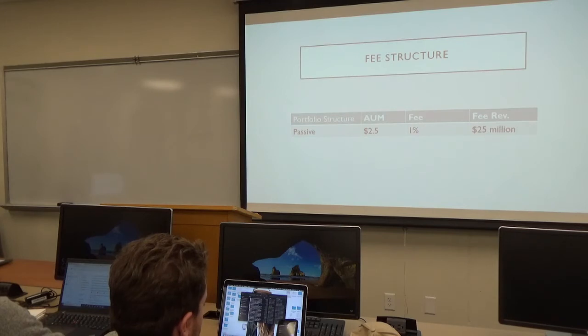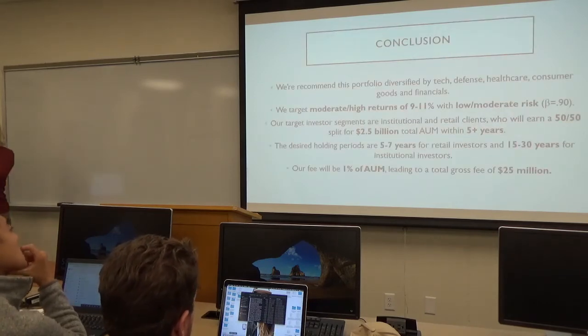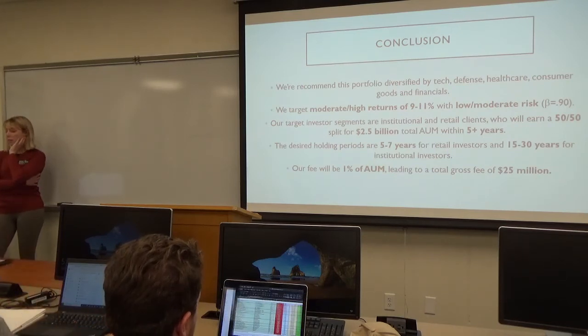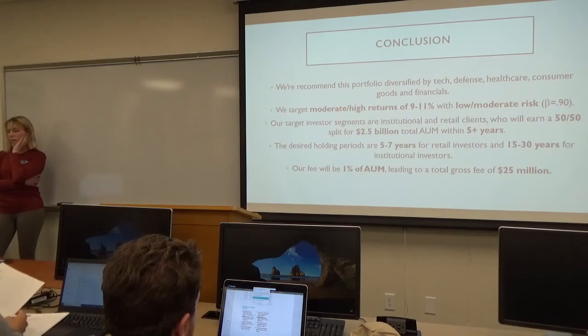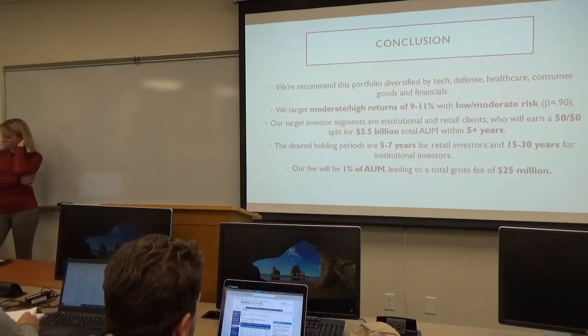Once again, this is our fee structure. It's 1% of the total, so that's $25 million. And then in conclusion, once more, we recommend this portfolio diversified by tech, defense, healthcare, consumer goods, and financials. We target moderate to high returns of 9 to 11% with a low to moderate risk, a beta of 0.9.